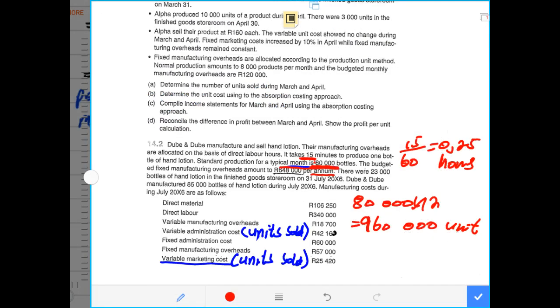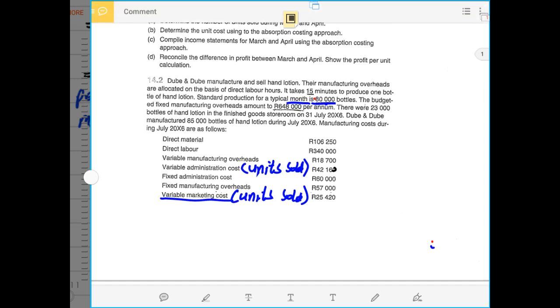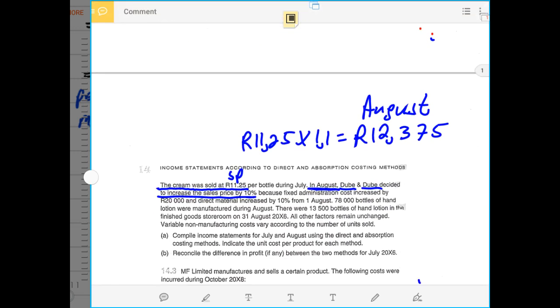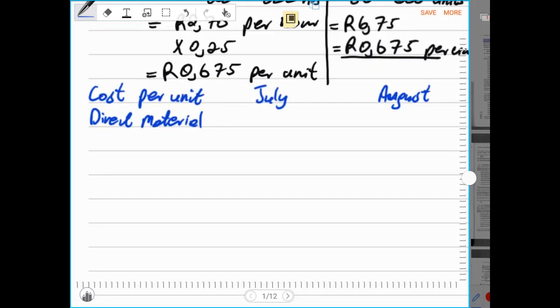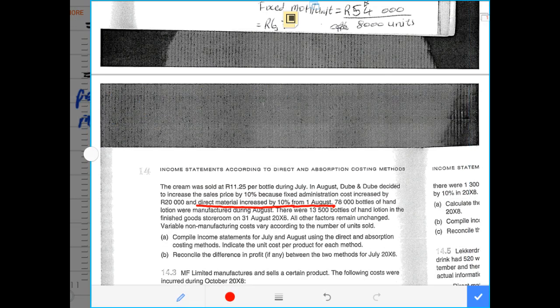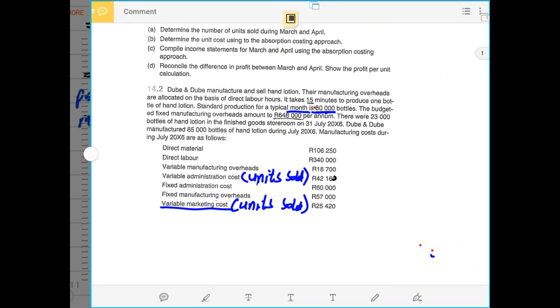We have seen that there was an increase in the direct material in the month of August. We need not forget that. There was an increase in the direct material by 10% in the month of August. Remember, direct material increased by 10% from the 1st of August, but we are still busy with the month of July. So we just have to calculate our direct material for July, then increase that by 10% in the month of August.